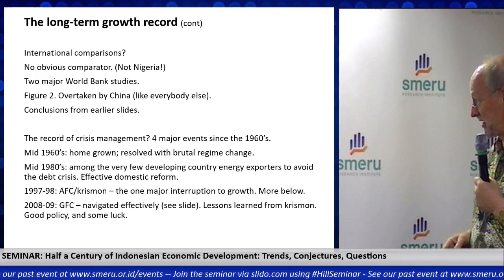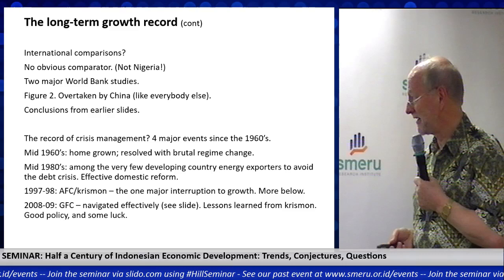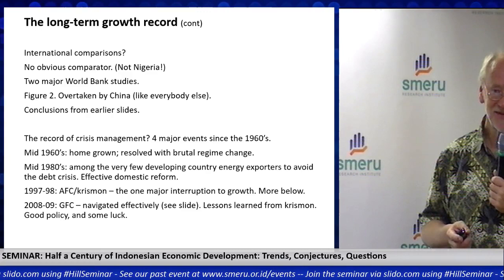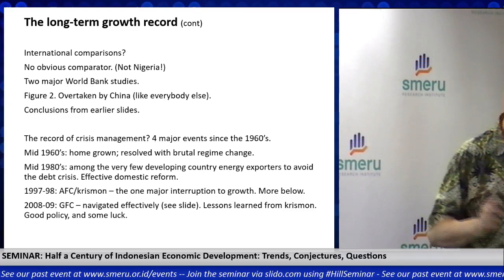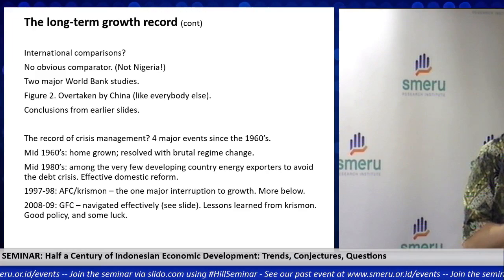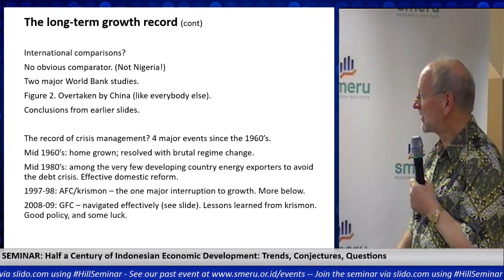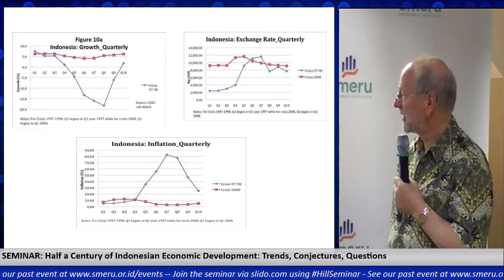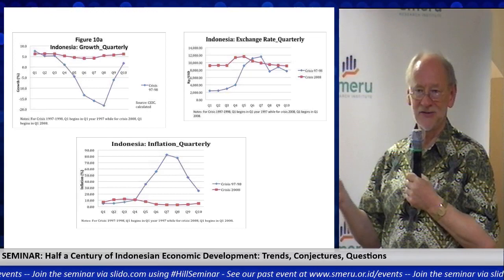97-98 was the one major crisis, which I'll discuss a bit later. And then the global financial crisis, where Indonesia had roughly no problem. So there were four crisis episodes, three of them quickly managed, and one of them became serious. When you're thinking of the long-term growth story, you have to think of crisis management as well as growth. That's another part of the story. This is a paper I did with Happy Basri comparing the two crises, 97-98 and 2008-9. Indonesia managed the second one effectively.